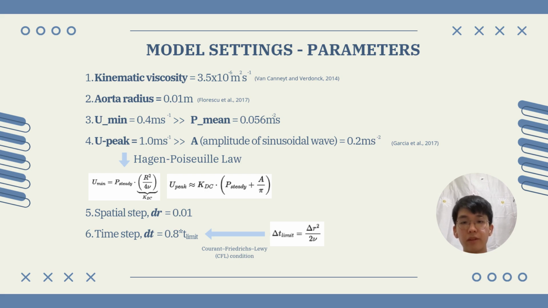Since we're using the finite difference method, we also define dr as 0.01 to balance between computational speed and accuracy. And the time step dt is defined as 80% of the time limit, where the time limit is calculated using the CFL condition as shown in the figure below.